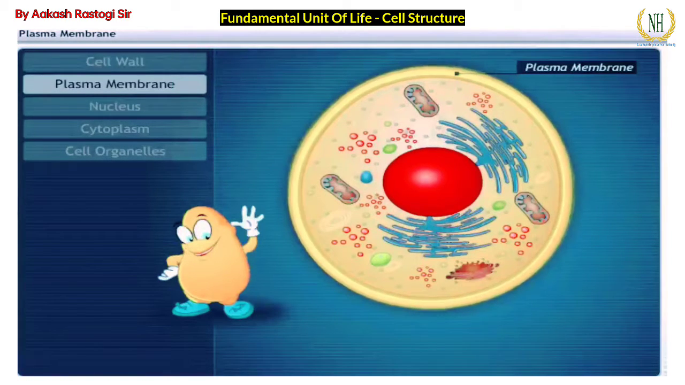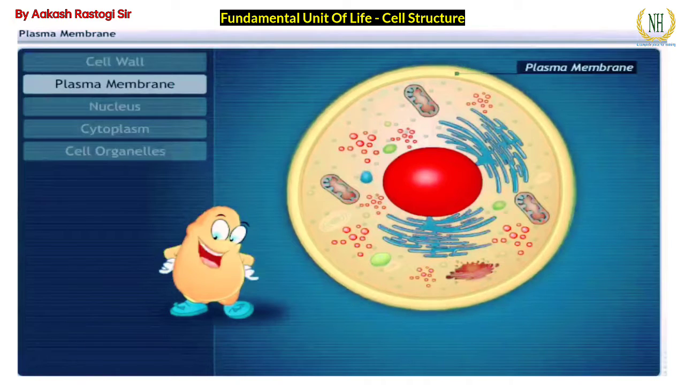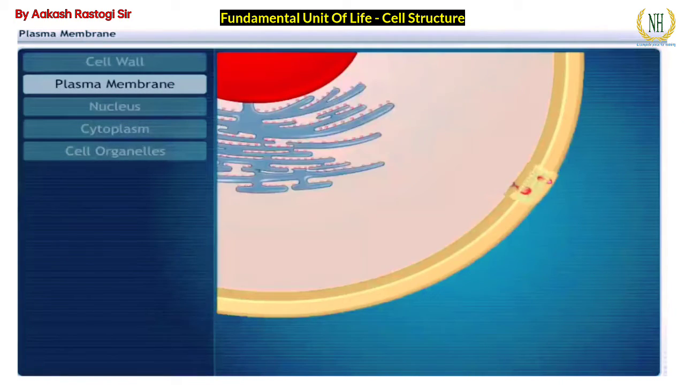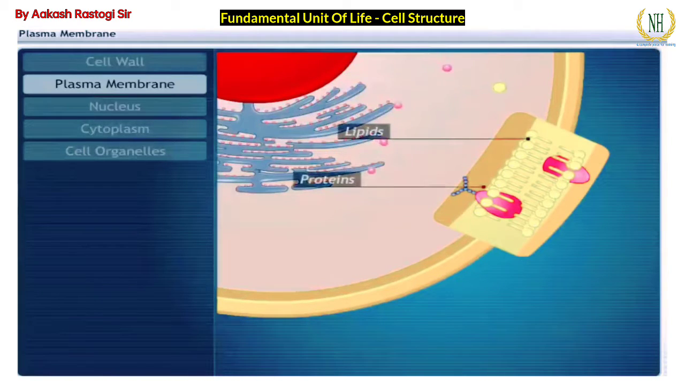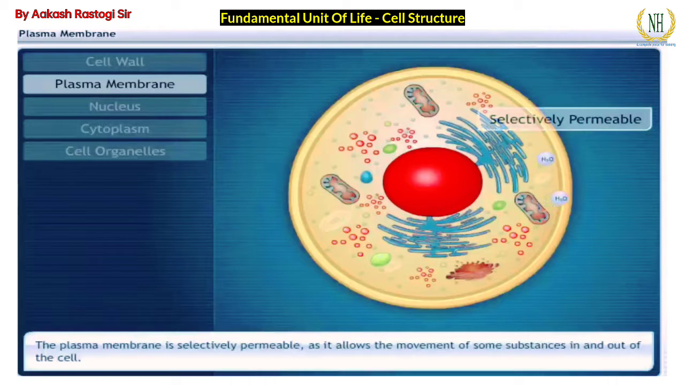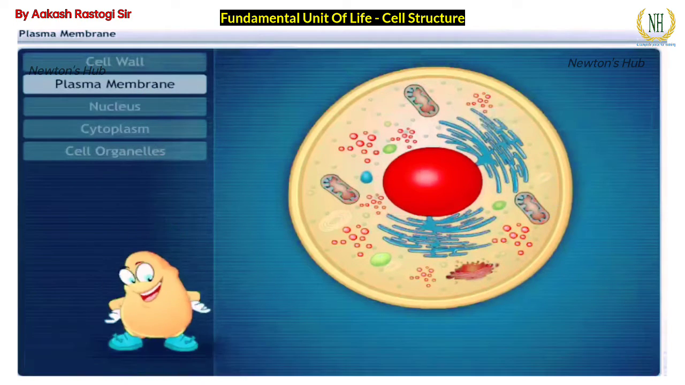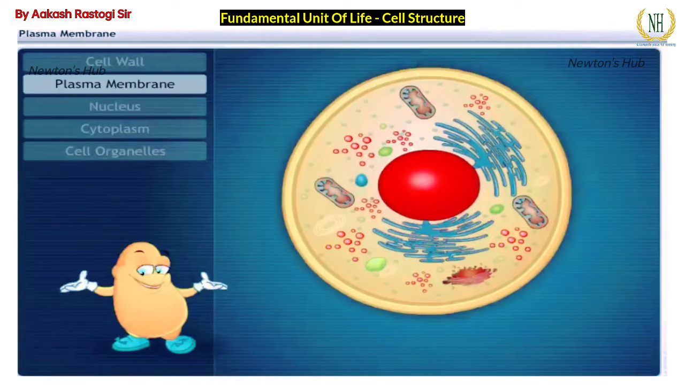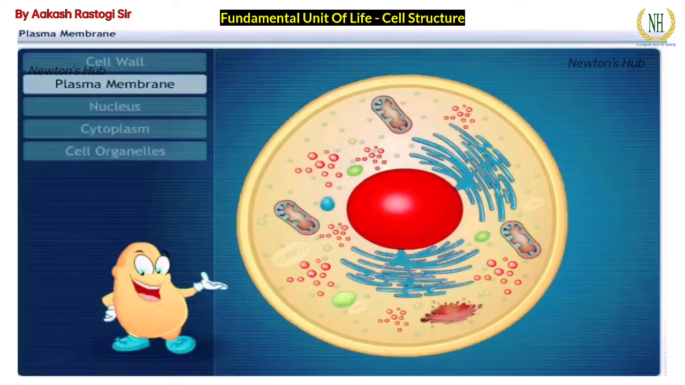Let's take a closer look at the next membrane called the cell membrane or the plasma membrane. It is a living membrane made of lipoproteins. The plasma membrane is selectively permeable as it allows the movement of some substances in and out of the cell. That's my selectively permeable plasma membrane. I'll show you the different ways in which substances move through it.